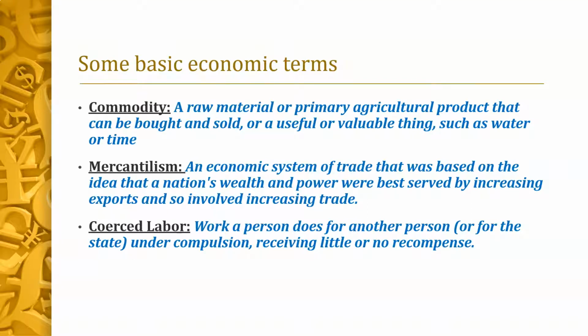Now, the first term is a commodity, which is a raw material or primary agricultural product that can be bought and sold, or a useful or valuable thing like water or time. Are commodities. Okay, mercantilism. It's an economic system of trade that was based on the idea that a nation's wealth and power were best served by increasing exports, and so involved increasing trade.